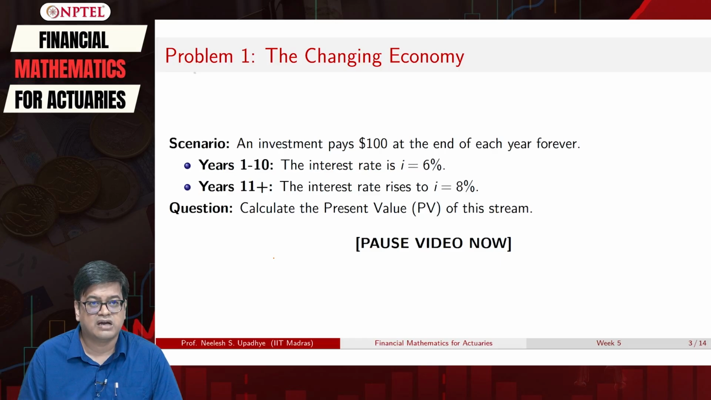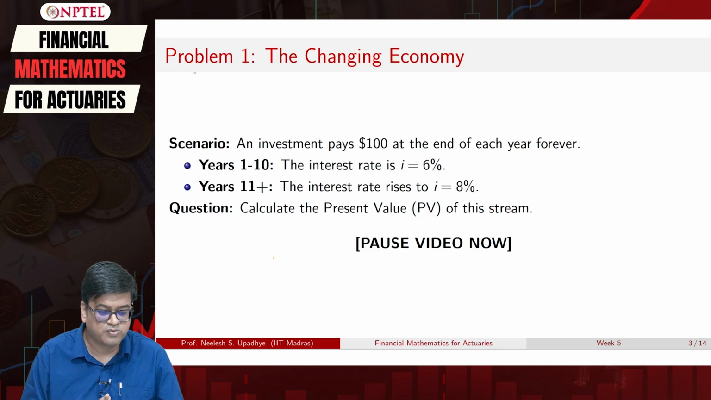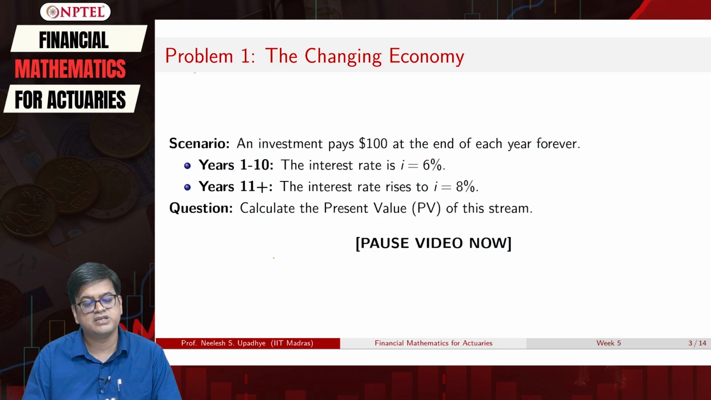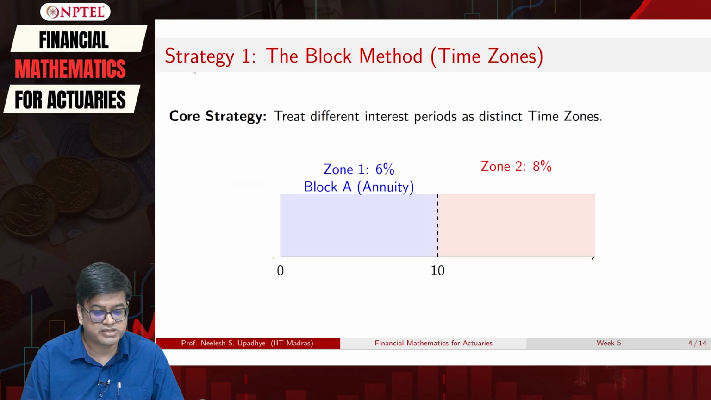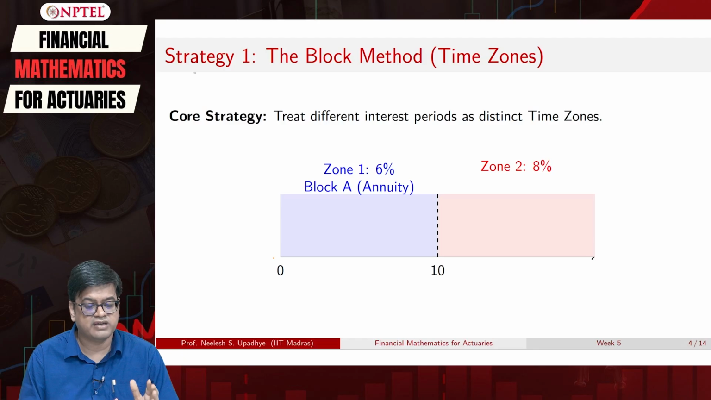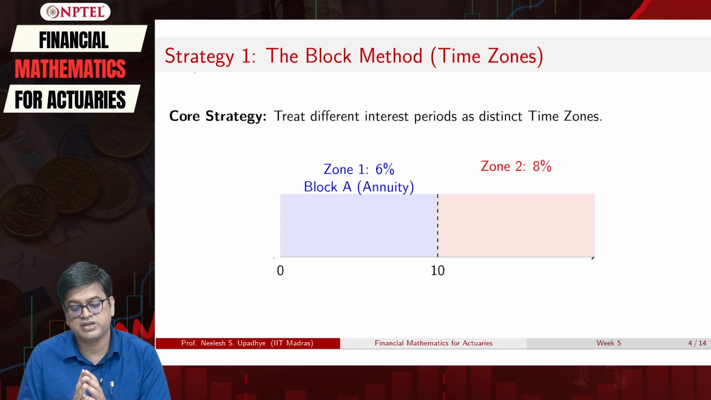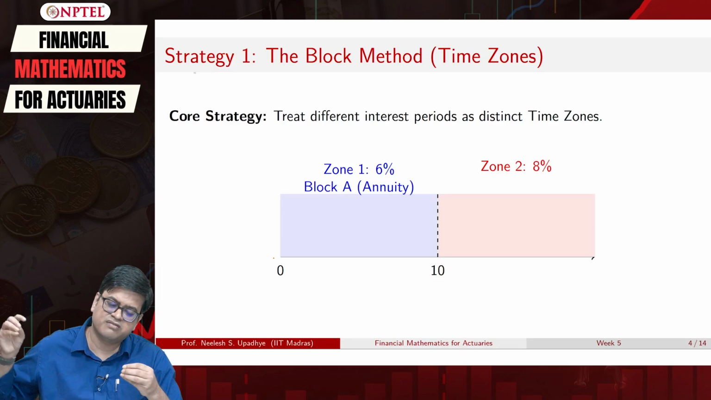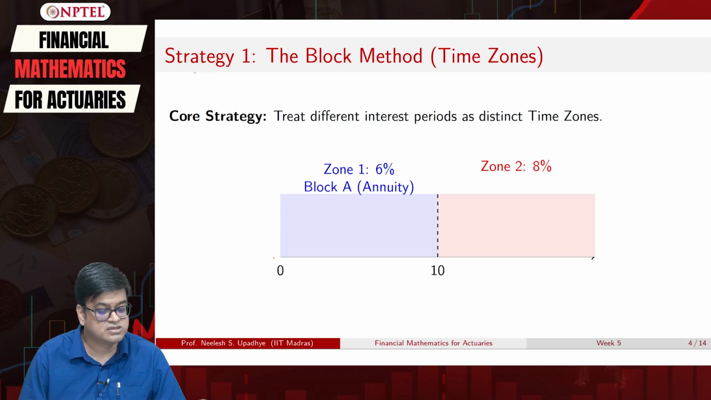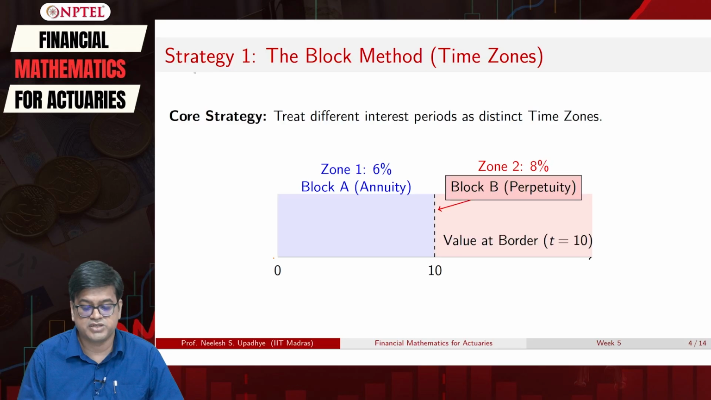Welcome back. I hope you must have tried. Let us see the solution now. So here we need to strategize. We need to split these two things into separate zones. So here is the block method that we will use. In block A, we will deal with the annuity for the first 10 years where the interest rate is 6%. In zone 2, we will deal with the perpetuity which will be there from the 11th year onwards, right? So this is our block B of perpetuity.